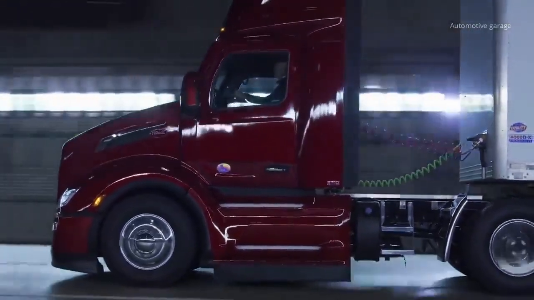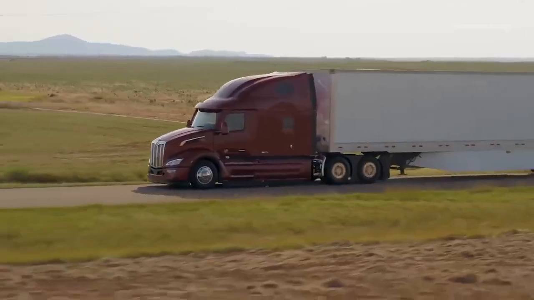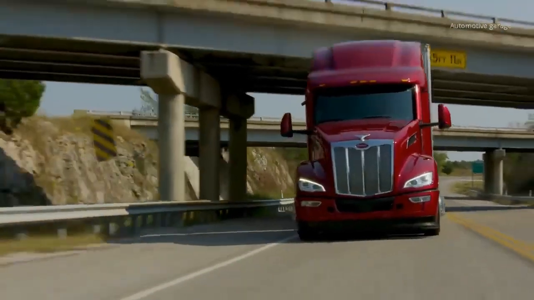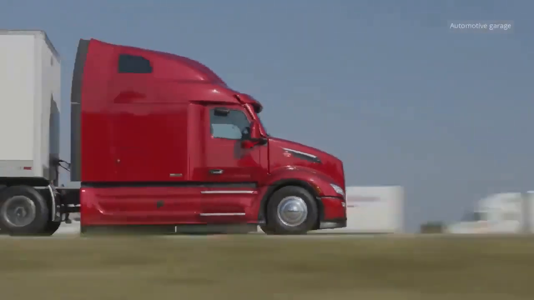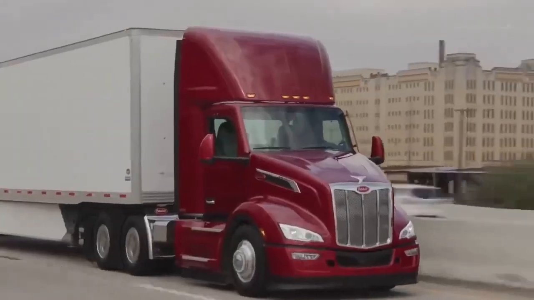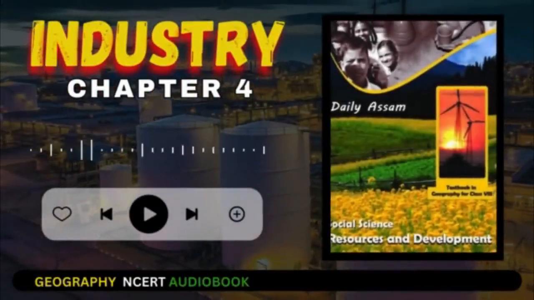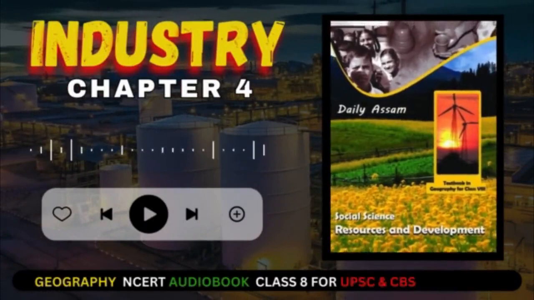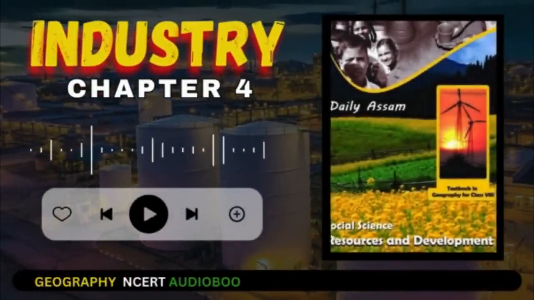On the left side, there is a red box, which reads, "Do you know?" Emerging industries are also known as sunrise industries. These include information technology, wellness, hospitality, and knowledge. There is another box, which reads, "Glossary." Smelting. It is the process in which metals are extracted from their ores by heating beyond the melting point.